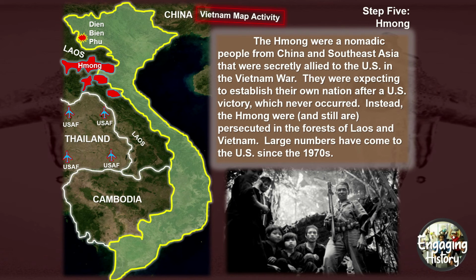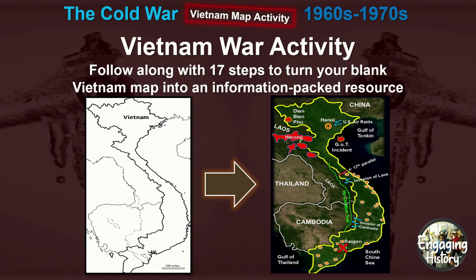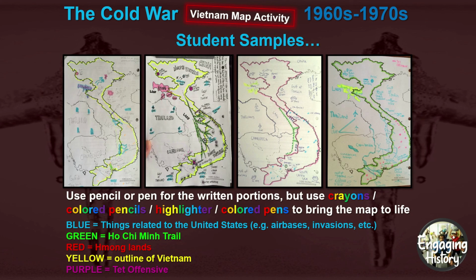By the end, this resource talks about the Ho Chi Minh Trail, the tunnels around Saigon, the 17th parallel, which once split North and South Vietnam, the Gulf of Tonkin incident, the Tet Offensive, and much more. Here are a few student samples from recent lessons to give you an idea of the final product.